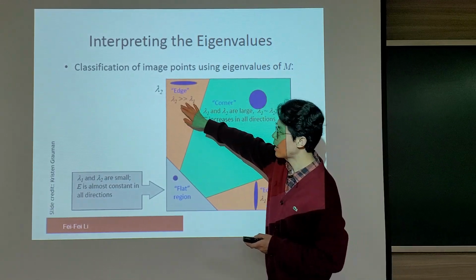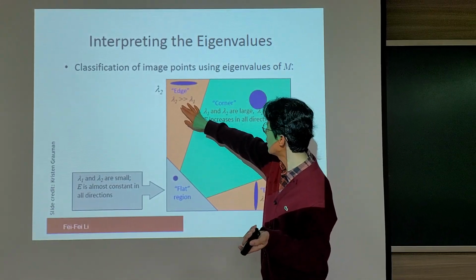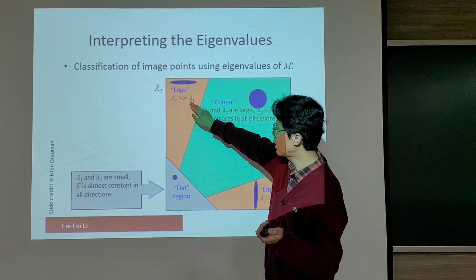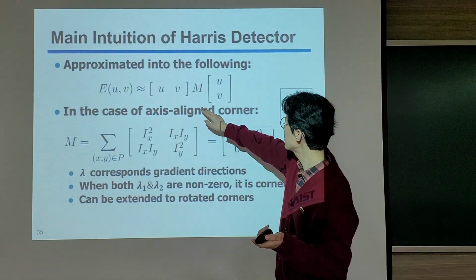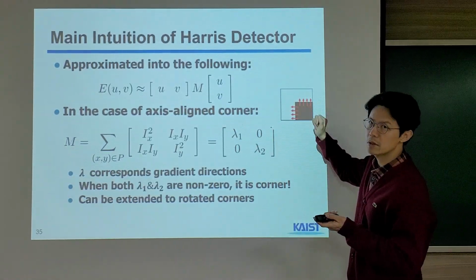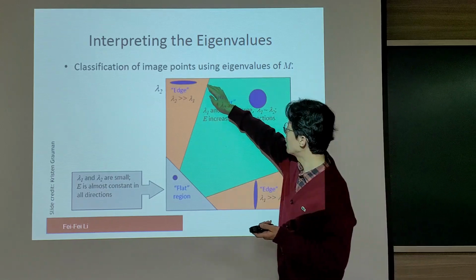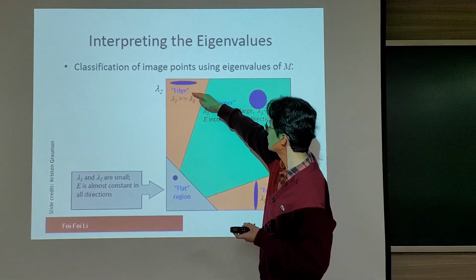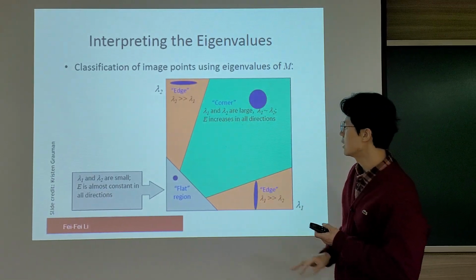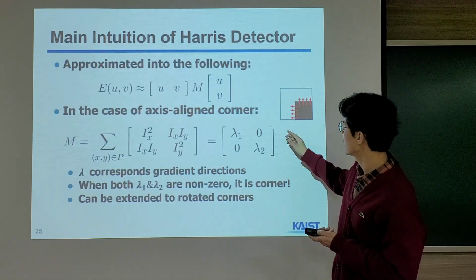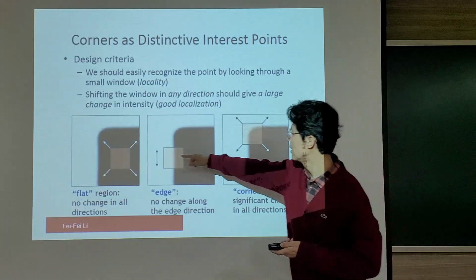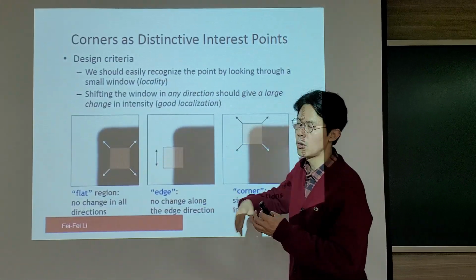If one of lambda 1 or lambda 2 is very big, it means that, as I mentioned before, it could be an edge, right? So if either one of lambda 1, lambda 2 is very big, it turns out to be an edge. And of course, if you look at the flat area, you can see that all the gradients are 0.